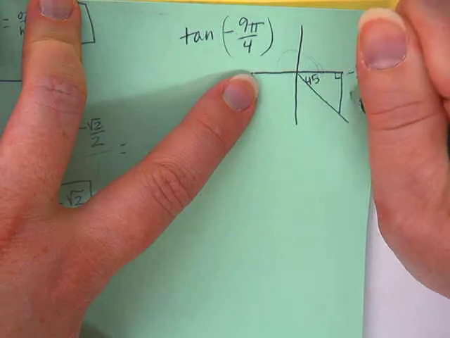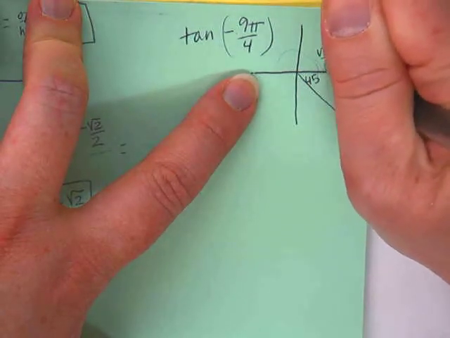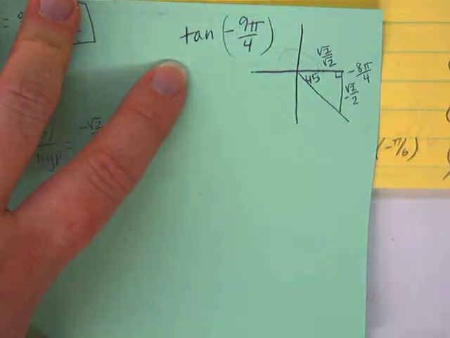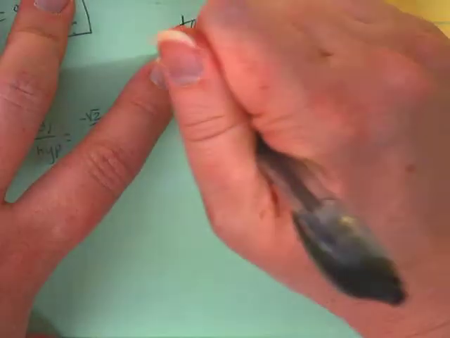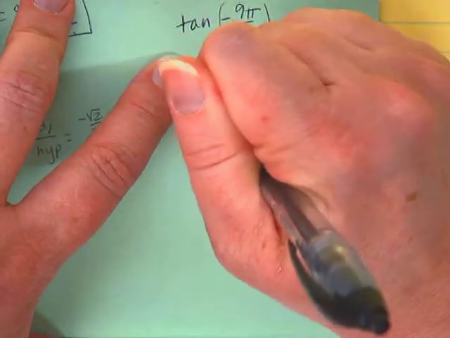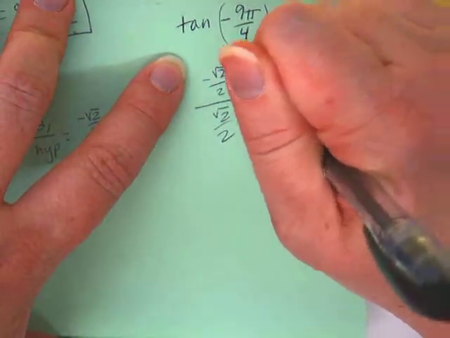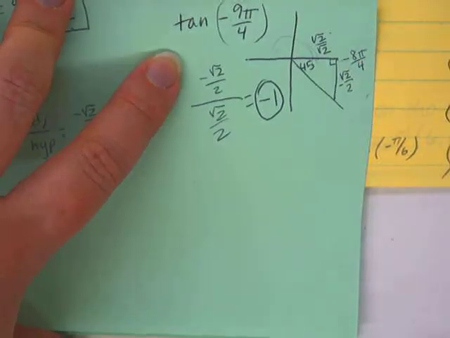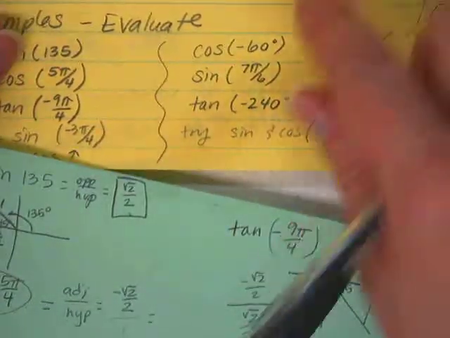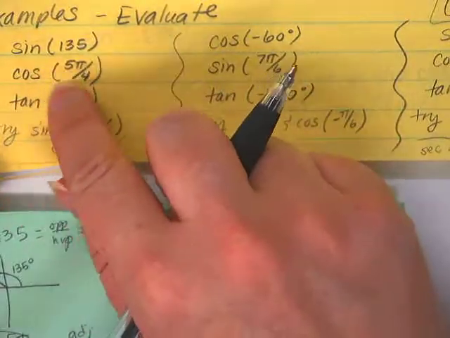Okay. What's the reference angle in the corner of my triangle? 45 again. So that gives me square root of 2 over 2. Actually, this one's negative because it's going down. And positive square root of 2 over 2. So to do tangent, I do opposite over adjacent. So negative square root of 2 over 2 over positive square root of 2 over 2. Which is a negative 1. Notice the slope of that line? Negative 1. Do you get the idea of these?